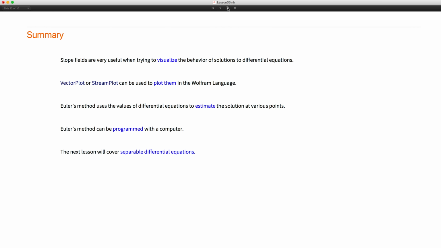So that's the end of this lesson, and the main point is you can use slope fields to visualize the behavior of differential equations. We have two nice functions: we have vector plot and we have stream plot to plot these slope fields. You can use Euler's method to estimate a solution at various points. And because that's rather tedious to do, we can actually program it with a computer, but that you'll learn very soon. So the next lesson is about separable differential equations.